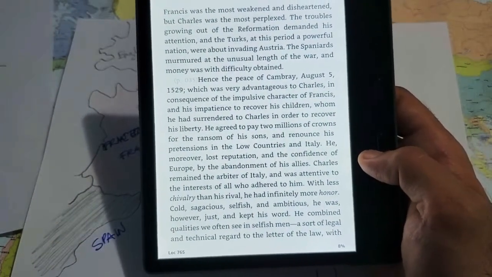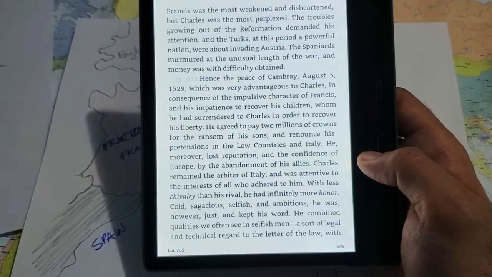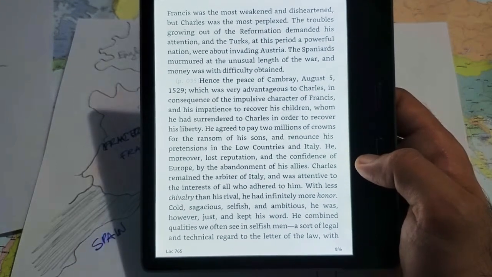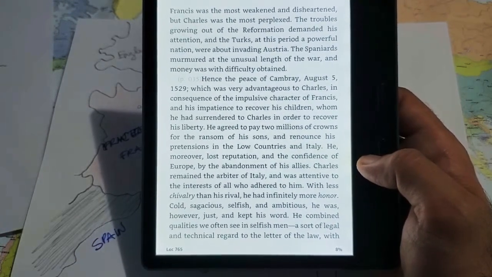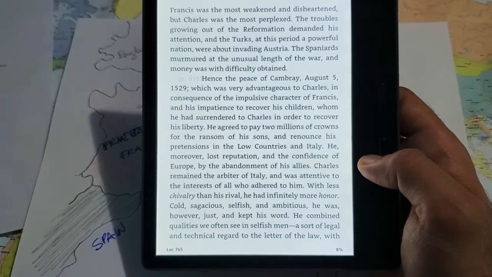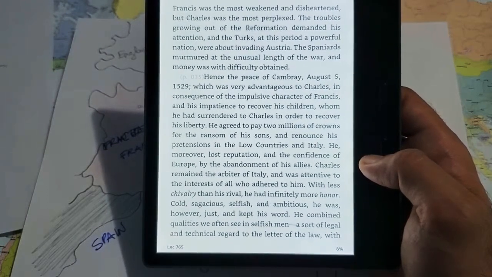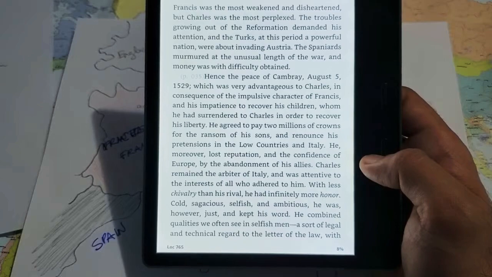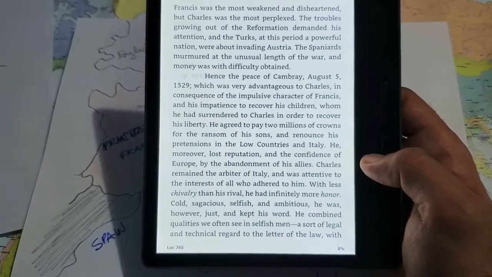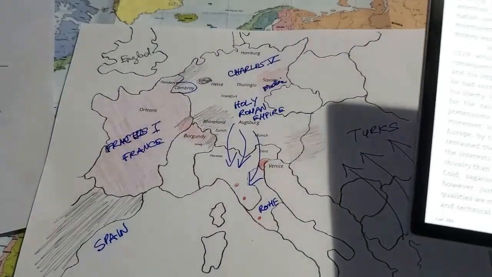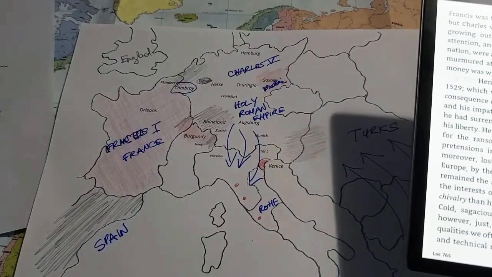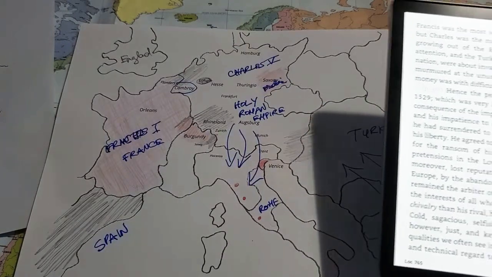He, moreover, lost reputation and the confidence of Europe by the abandonment of his allies. Charles remained the arbiter of Italy and was attentive to the interests of all who adhered to him. With less chivalry than his rival, he had infinitely more honor. So, Charles V, even though he will stab you in the back, if he makes you a promise, he'll keep the promise.